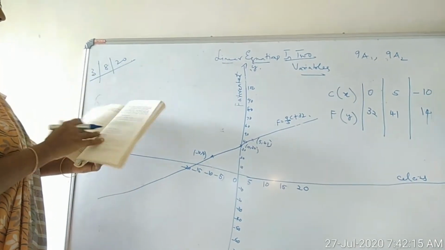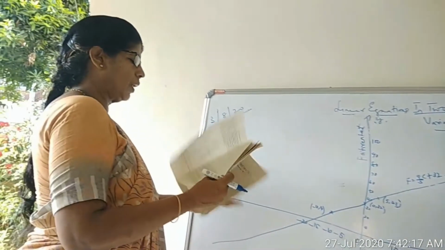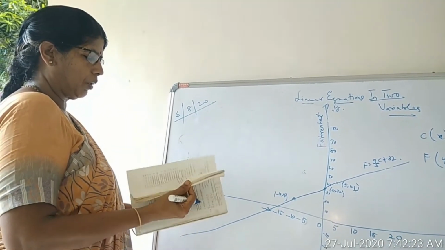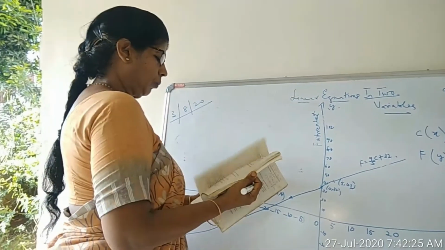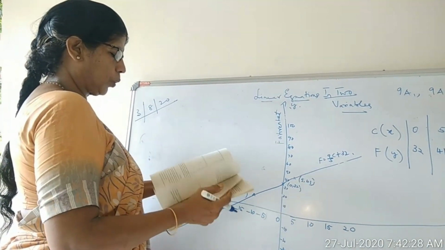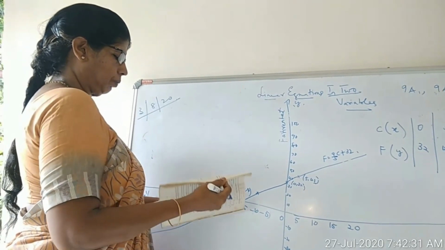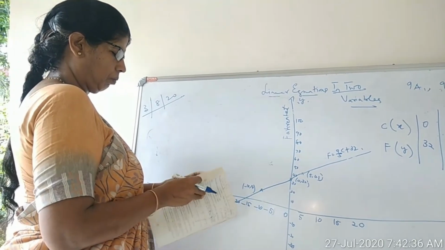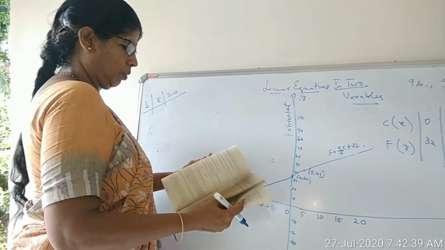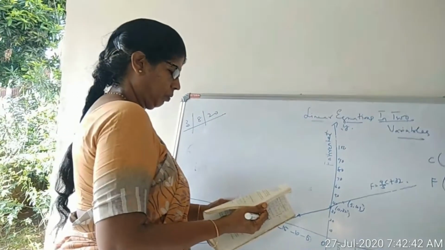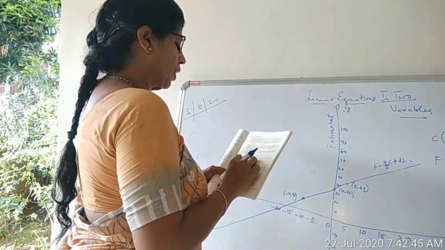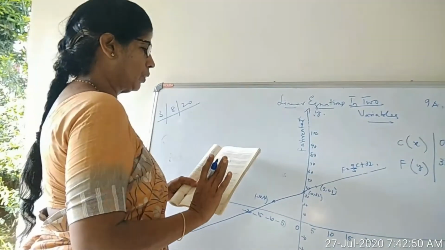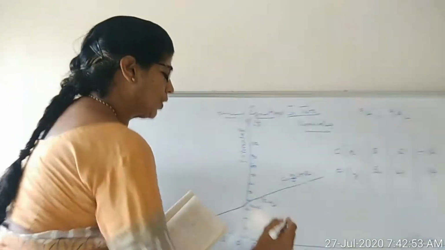And now we are going to answer the questions given below, children. Look carefully. First question: draw the graph of the linear equation using Celsius on x-axis and Fahrenheit on y-axis. That is over. Second question, children.